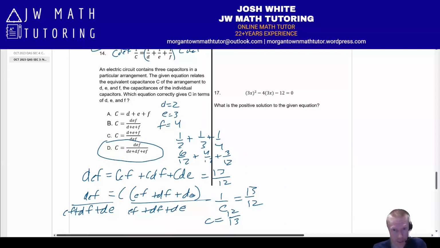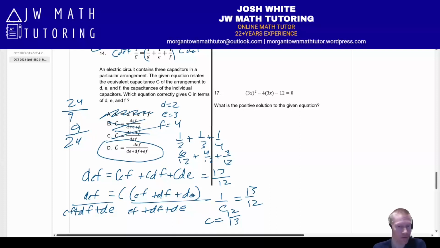It's 12 over 13. So I go through the answers and I see, okay, in A, C is equal to 2 plus 3 plus 4. Is that 12 over 13? No. In B, it's 2 times 3 is 6 times 4. B is going to be 24 over 2 plus 3 plus 4, 9. 24 over 9. Is that 12 over 13? No. C, that's going to be the opposite, which is 9 over 24, because same terms, just flipped.